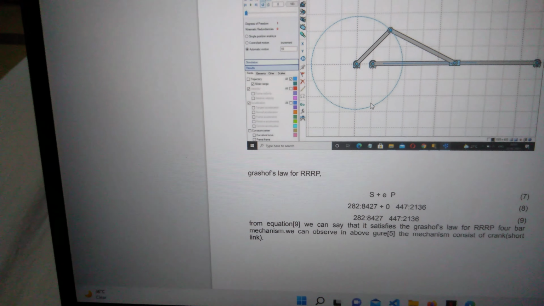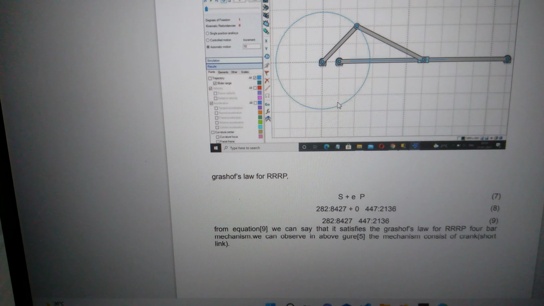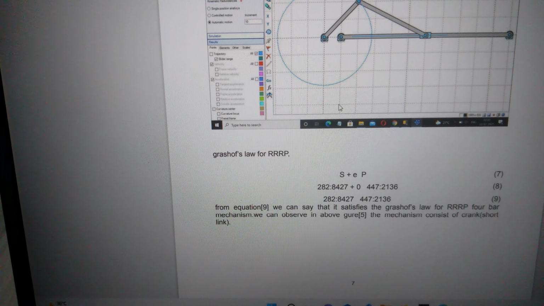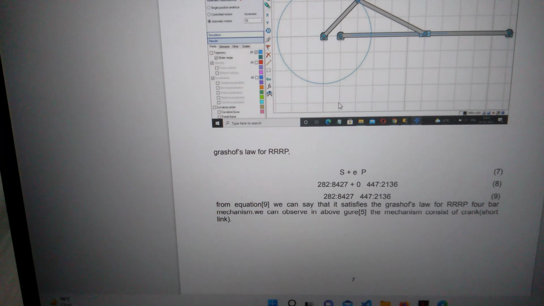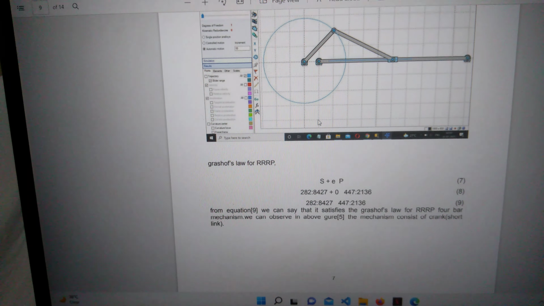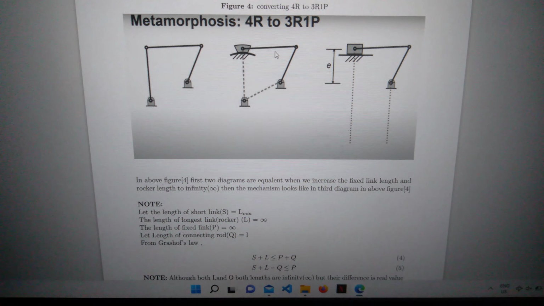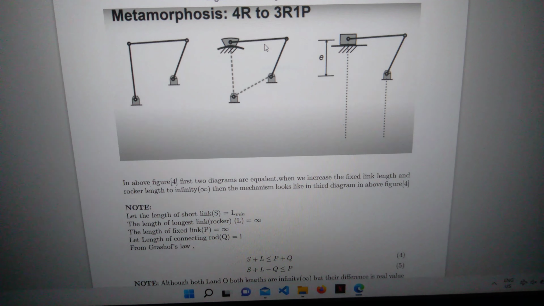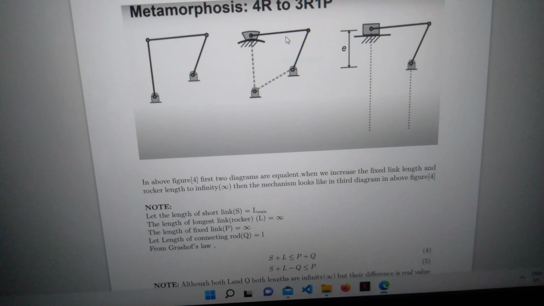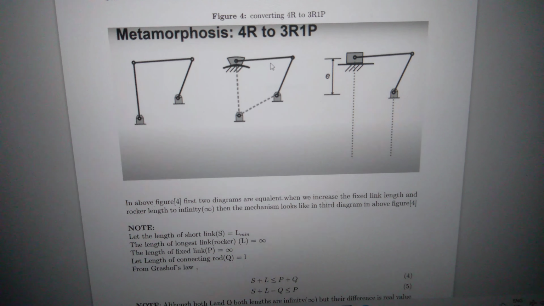So the Grashof law criteria for RRRP is equal to this: S plus E should be equal to... wait, sir. Sorry for the pause, sir. I made a few changes because my typing was a bit wrong, sir.